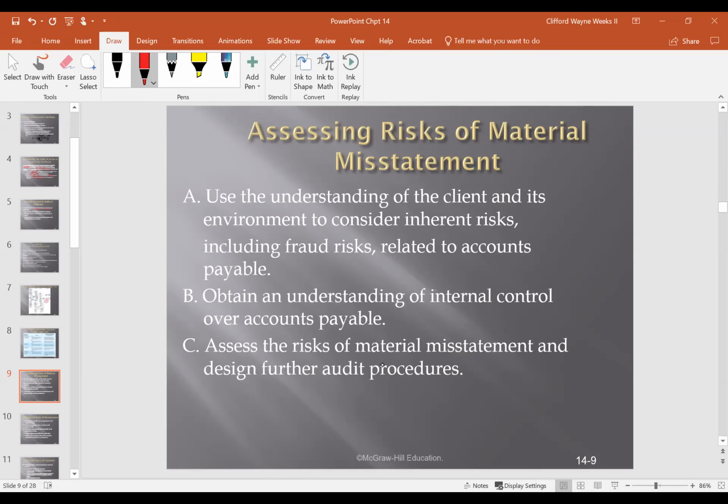So assessing risks of material misstatement: use the understanding of the client and its environment to consider the inherent risks, including fraud risk related to accounts payable. Again, this is the beginning of that mantra. Obtain an understanding of the internal controls, assess the risks of material misstatement, and design further audit procedures.